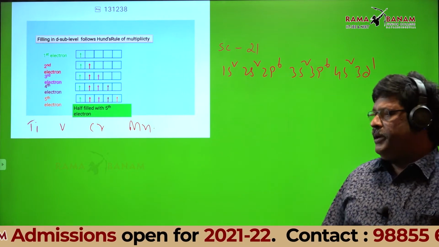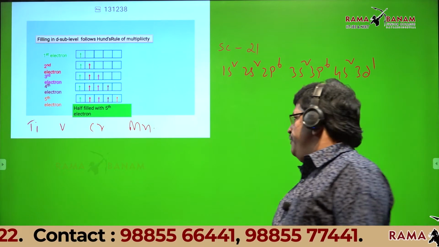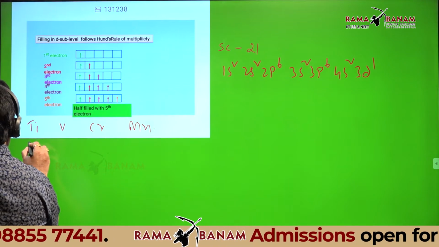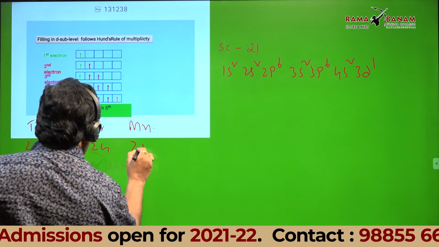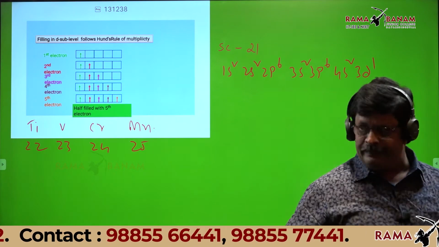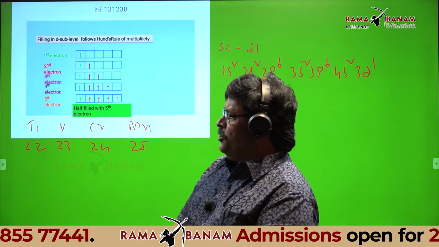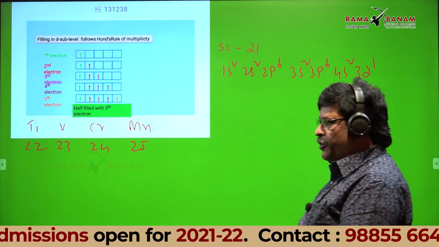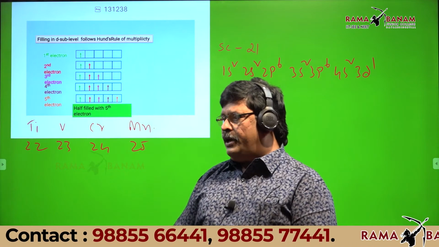Vanadium is 23. Chromium is 24. Manganese is 25. Write the configurations up to manganese. After that, we'll discuss. Saket, don't write simply 4s2 3d2, 4s2 3d3. Don't do it like that. You write the full configuration. Better you start from 1s2 and write the complete configuration.